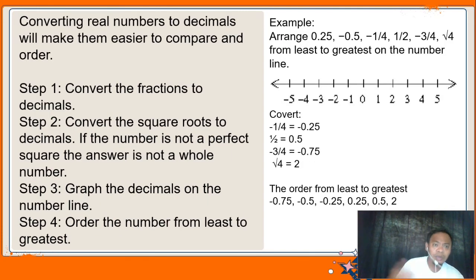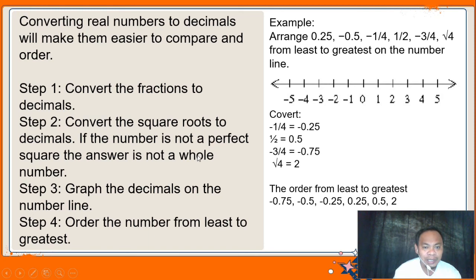Okay? Converting real numbers to decimals will make them easier to compare and order. So for step 1, convert the fractions to decimals. Okay? Pag sinabi natin convert the fraction to decimals, ibig sabihin yung fraction, express that one into decimal. Okay? Then step 2, convert the square roots to decimals. Kung merong square root, i-convert into decimal.